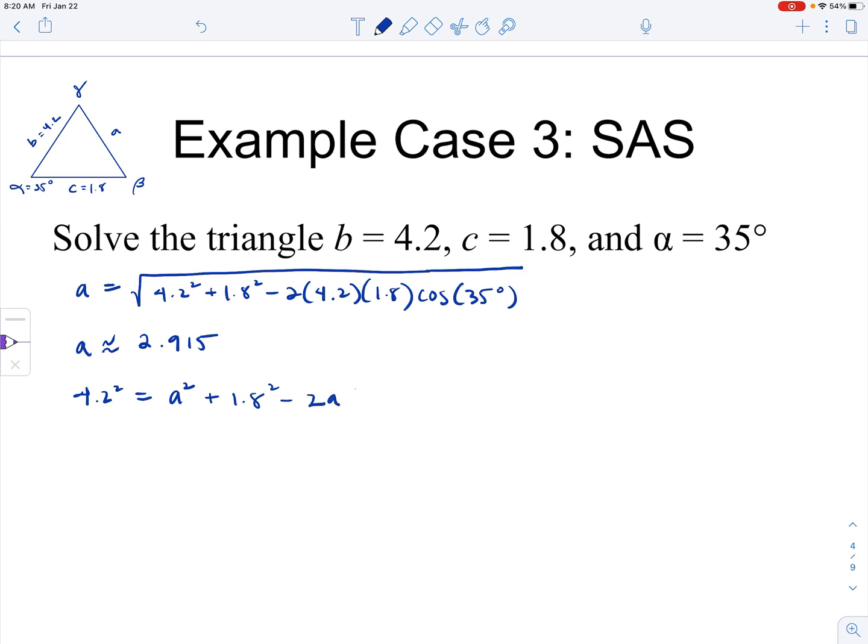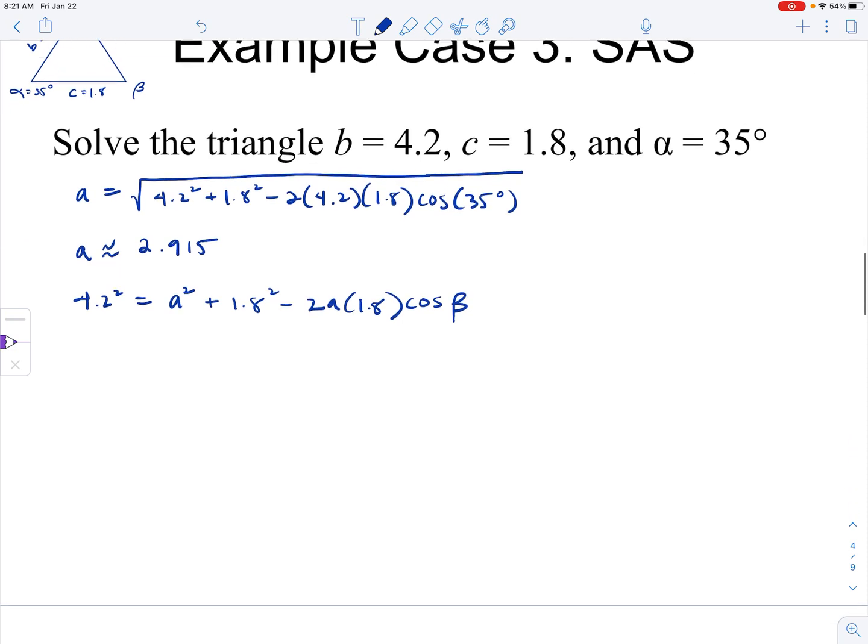Okay, so A squared plus C squared minus 2 times A times 1.8 times cosine of beta. And we are solving for beta, so we need to get cosine of beta by itself and then take the inverse cosine. So we'll subtract A squared and 1.8 squared on each side, and divide by negative 2A times 1.8.